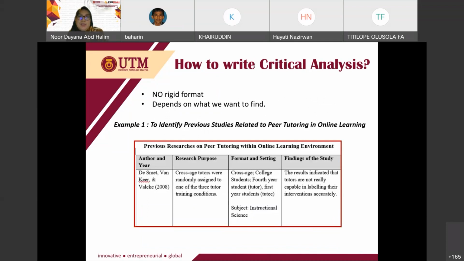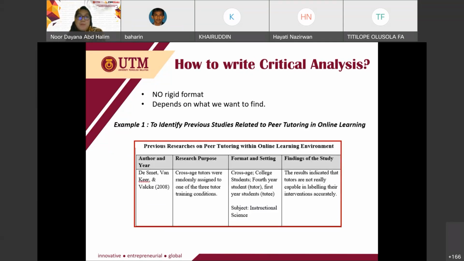Okay, this is a popular question as well. Doctor or Prof, what is the format for me to write the table, to illustrate the table? So no rigid format, okay, no rigid format for you to come up with the table in chapter 2. It depends on what you want to find.